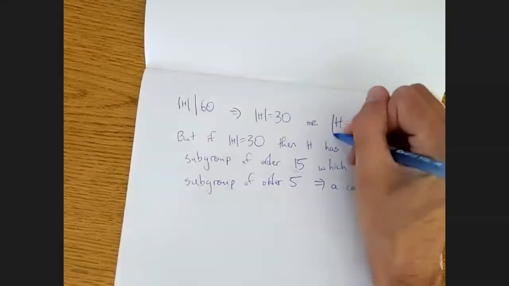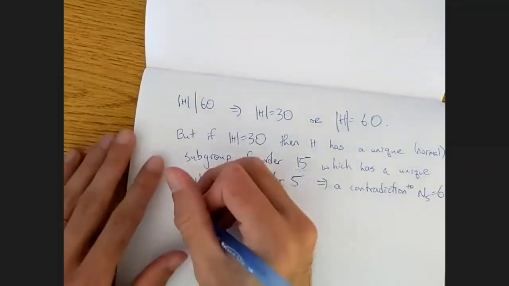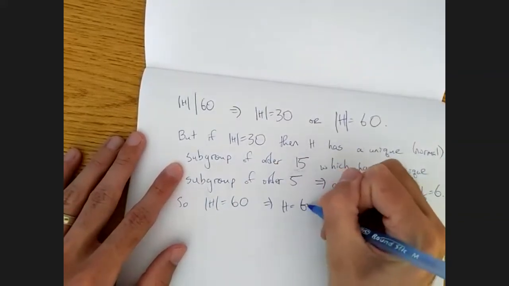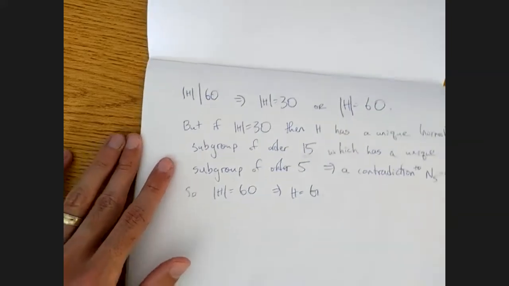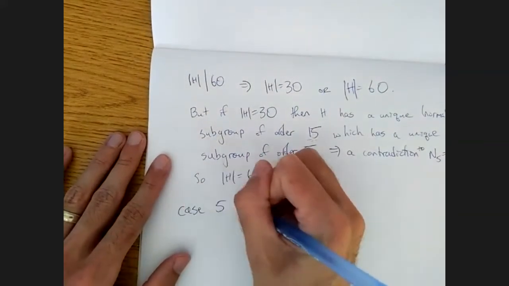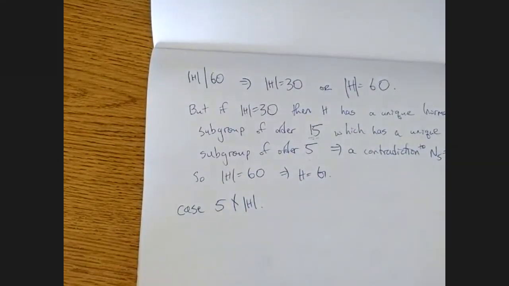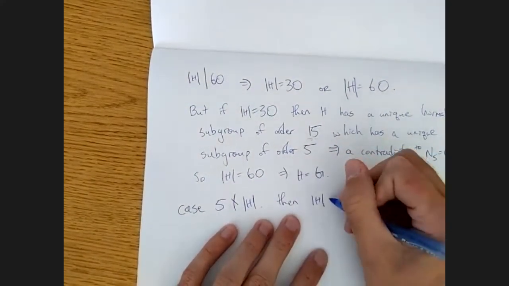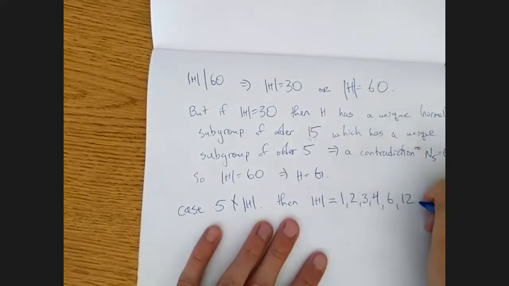Okay, so therefore the order of H has to be 60. In other words, H was not a proper subgroup, and that implies H equals G. So if H is a normal subgroup of G and 5 divides the order of H, then H equals G. The other case is that 5 does not divide the order of H. Then the order of H has to divide 12, so it can be 1, 2, 3, 4, 6 or 12.